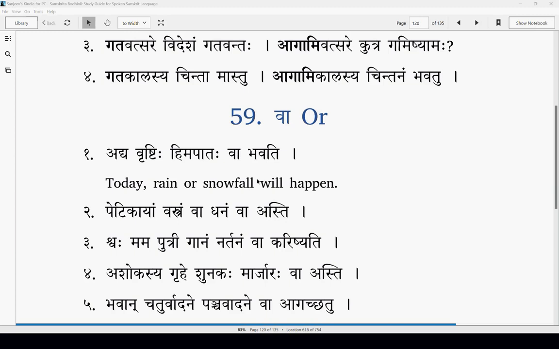Shvaha mama putri ganam. Mahoday, the second one, Petikayam Vastram Va Dhanam Va Asti. So there are two Vas. Is there anything special about the sentence? No special. It is like saying either or. Either Vastra or Dhanam. Either one of them is there. But if you take out the Va in between Vastram and Dhanam, is that still a good sentence? Yeah, it is a good sentence.